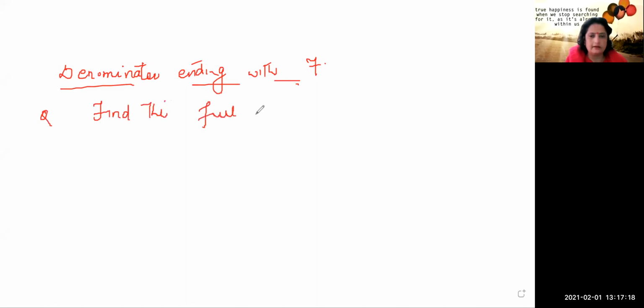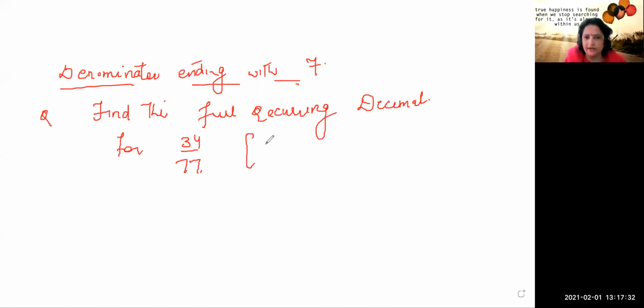full recurring decimal for 34 by 77. So it's a fraction, and this fraction is ending with the denominator ending with 7. Denominator is ending with 7.